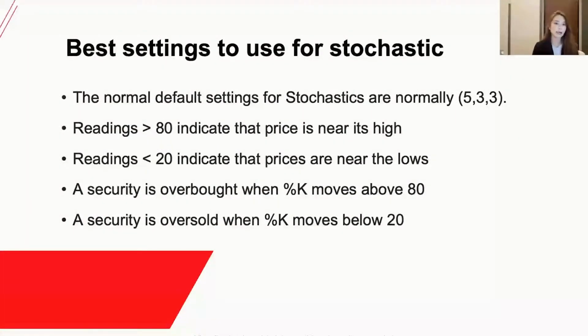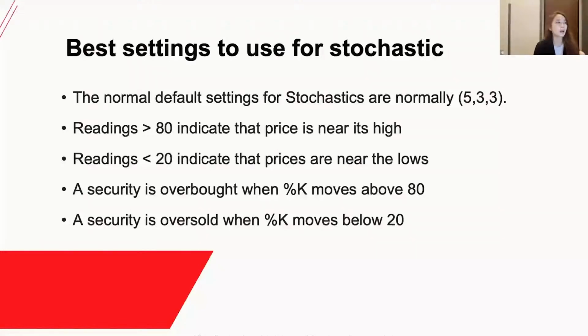So the default normal settings for stochastics are normally 5, 3, 3. You'll see these numbers appear in the settings of the stochastic indicator when you are using any trading chart website or trading chart app.